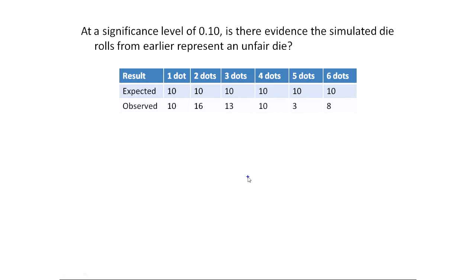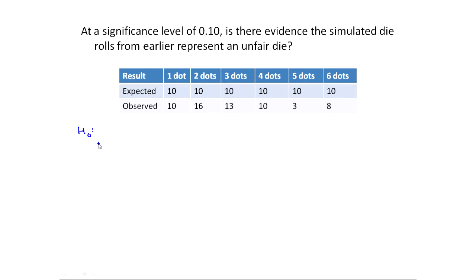So we're asked, is there evidence that simulated die rolls from earlier, so this is from earlier in the handout for this section, represent an unfair die? An unfair die might be weighted to land on one particular number more than another, right? Like maybe 3 comes up more often than the others. So the expected frequencies are based off the null hypothesis. The null hypothesis is always that an assumed distribution fits. And so what would be the assumed distribution here?